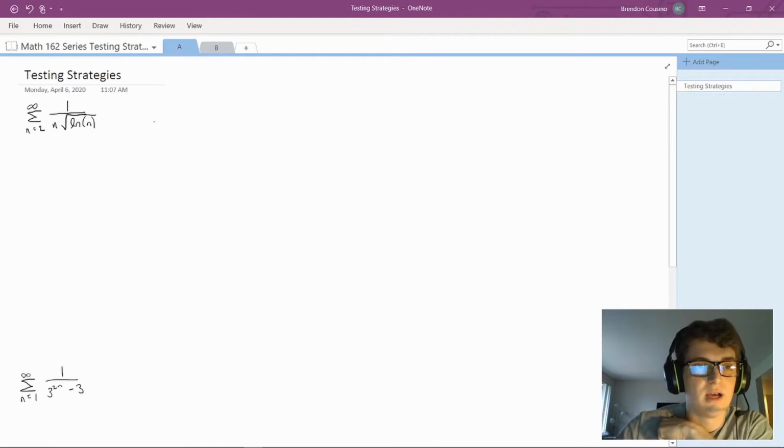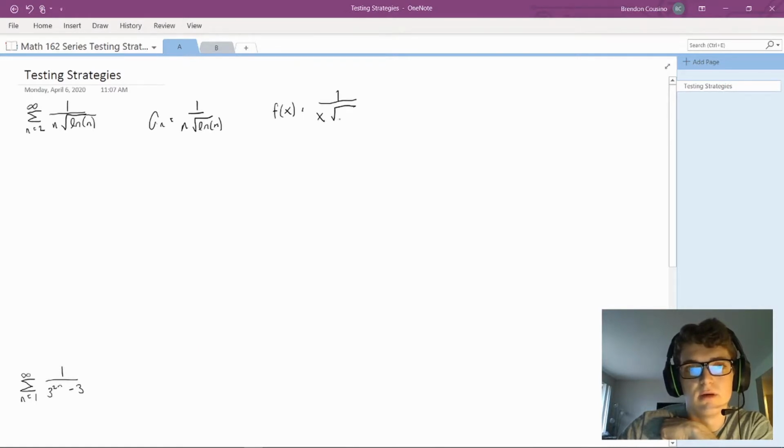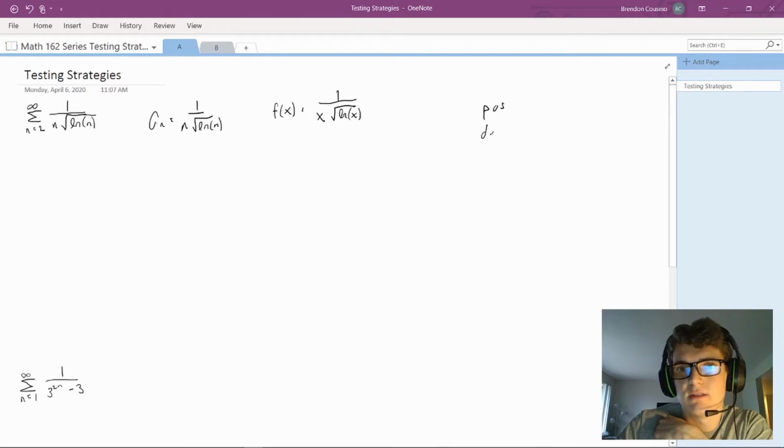I'm going to specify my a of n is equal to 1 over n square root of ln of n, and this is our function of n. I can say that's similar to a function of x that is 1 over x square root of ln of x. The integral test says we need to check that our function is positive, decreasing, and continuous.